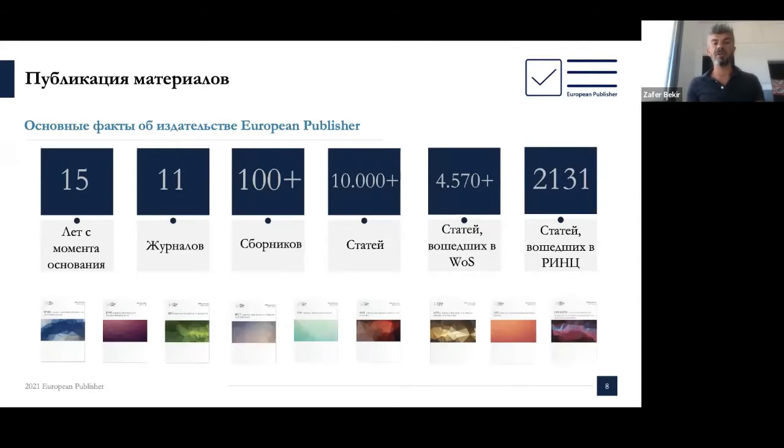And in European Publisher key facts, what are they? We have 15 years of inception. We have 11 journals and series. We have more than 100 volumes published. We have more than 10,000 articles that have been published. We have more than 4,570 articles that have been indexed by the Web of Science Conference Proceedings Citation Index. And we have more than 2,130 articles that have been indexed in eLibrary, Russian citation.